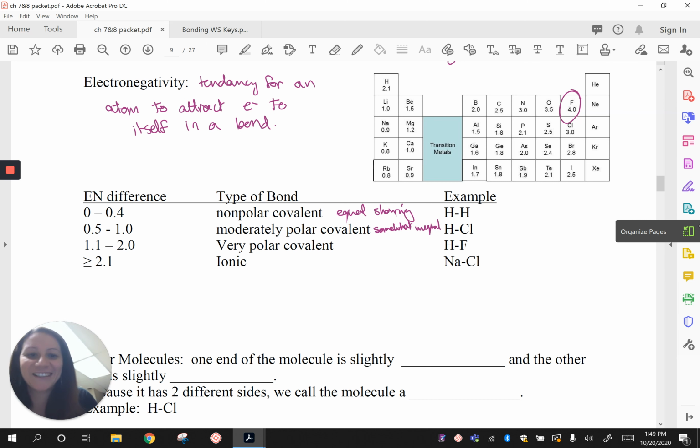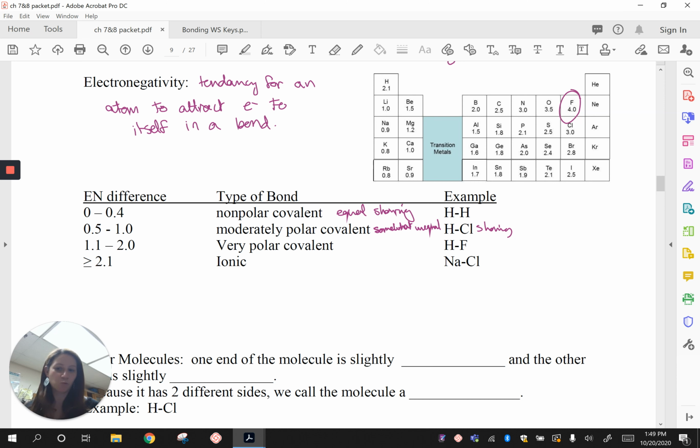Unequal sharing of electrons. All right, sharing here. So that would be like with my nerds example, if the first person gets 2 pieces, the next person gets only 1. And then we go to the first one, gets 2, 1, 2, 1. So they are sharing, but it's somewhat unequal.